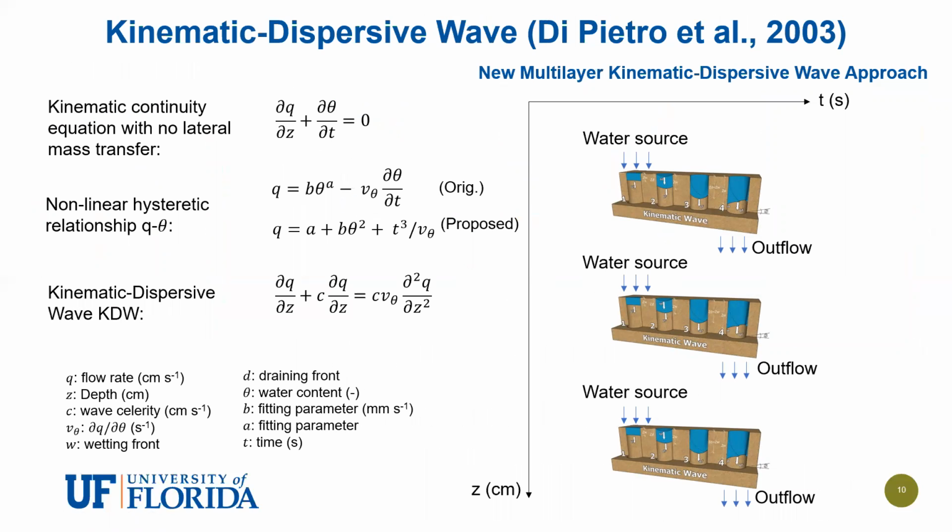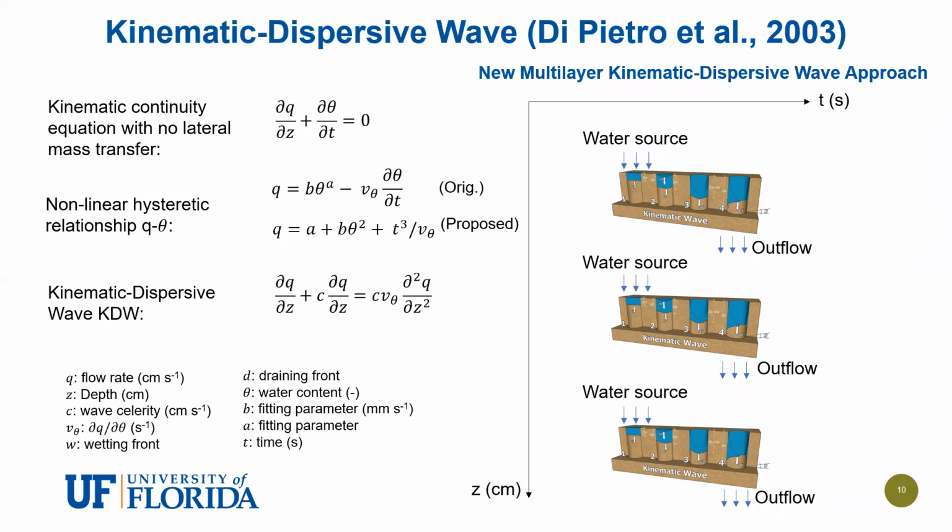The basis of the kinematic dispersive wave is the kinematic wave model with no lateral transfer, in which Di Pietro included a new term to account for dispersion. Di Pietro described the hysteretic relationship shown between flow rate and water content by a non-linear relationship that includes 3 parameters: A, B, and V sub zeta. The combination of these 2 expressions leads to the kinematic dispersive wave.